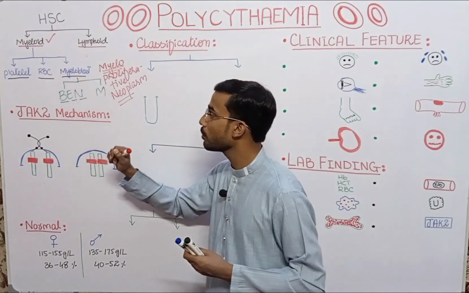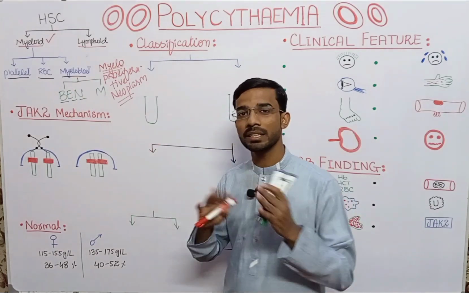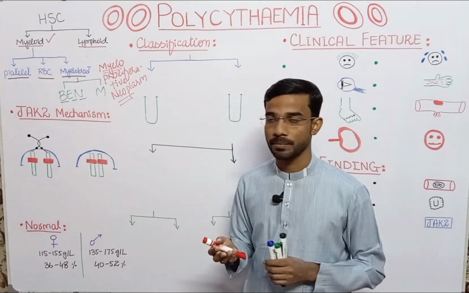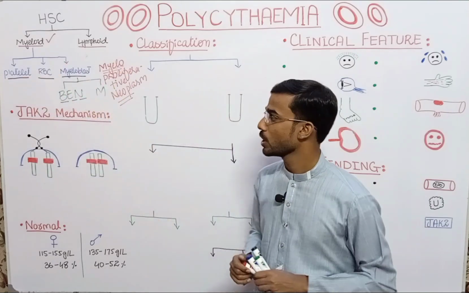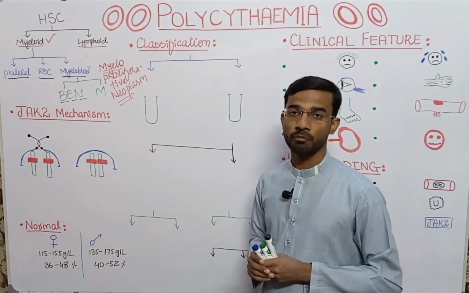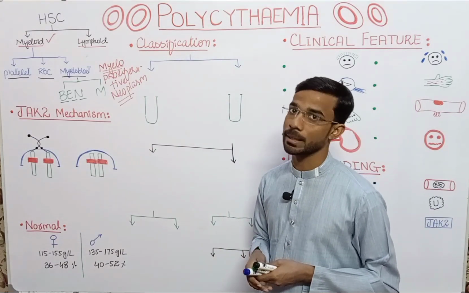If you see the myeloblast, basophil, eosinophil, neutrophil, these are rare situations in which these lineages increase. But the most important are the platelets and the RBCs. So hopefully you got the basic concept of polycythemia vera, in which you will see an increase in the concentration of the hemoglobin.